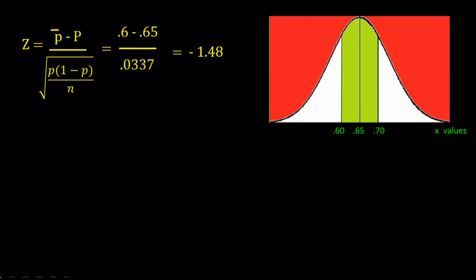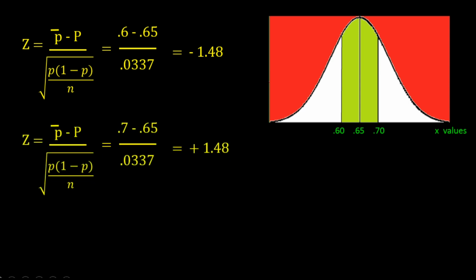For our example, we need to convert 0.6 and 0.7 to find the comparable z-scores. So 0.6 minus 0.65 divided by the square root of 0.65 times 0.35 divided by 200 is 0.6 minus 0.65 divided by 0.0337. Remember, we calculated that earlier, which is minus 1.48. Now we do the same thing for 0.7. We take 0.7 minus 0.65 divided by 0.0337 and we get positive 1.48. Let's mark this off on the distribution curve with minus 1.48 below the mean and 1.48 above the mean.